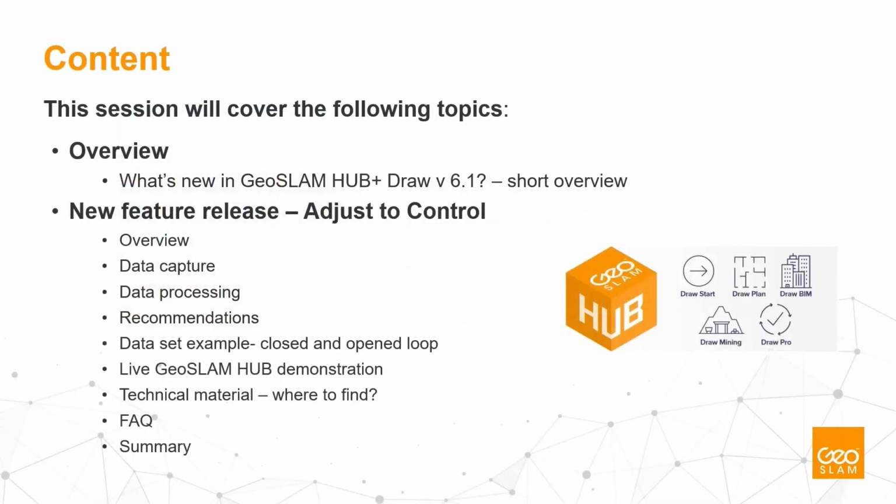To give you an overview of the content for today's webinar: first of all, an overview of what is new in GeoSLAM Hub and Draw 6.1. That will be short, so I'm not going to go into detail on this. And then focusing on Adjust to Control, which is a new feature that is available in that version. So an overview of that, data capture, data processing, some of the recommendations, and a data set example.